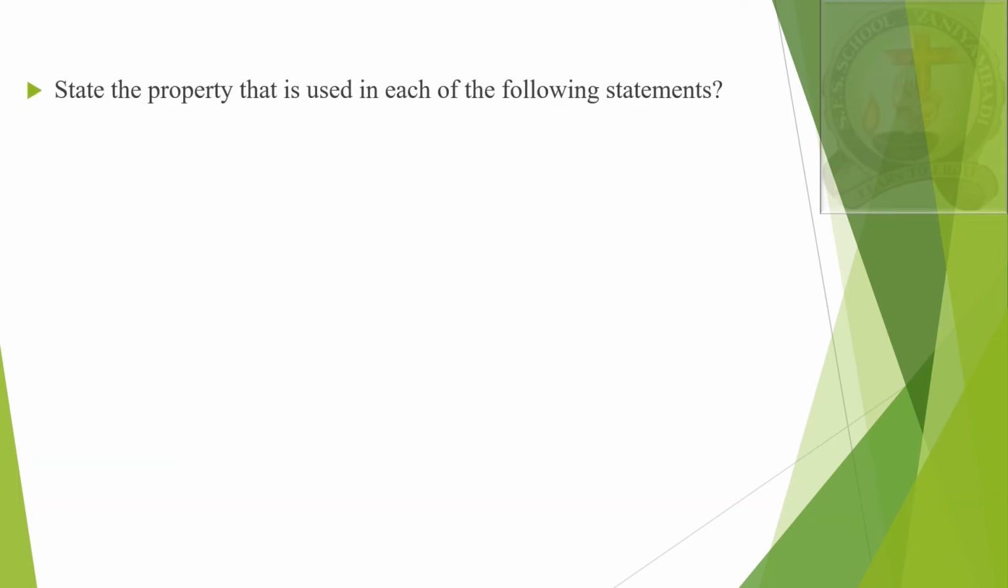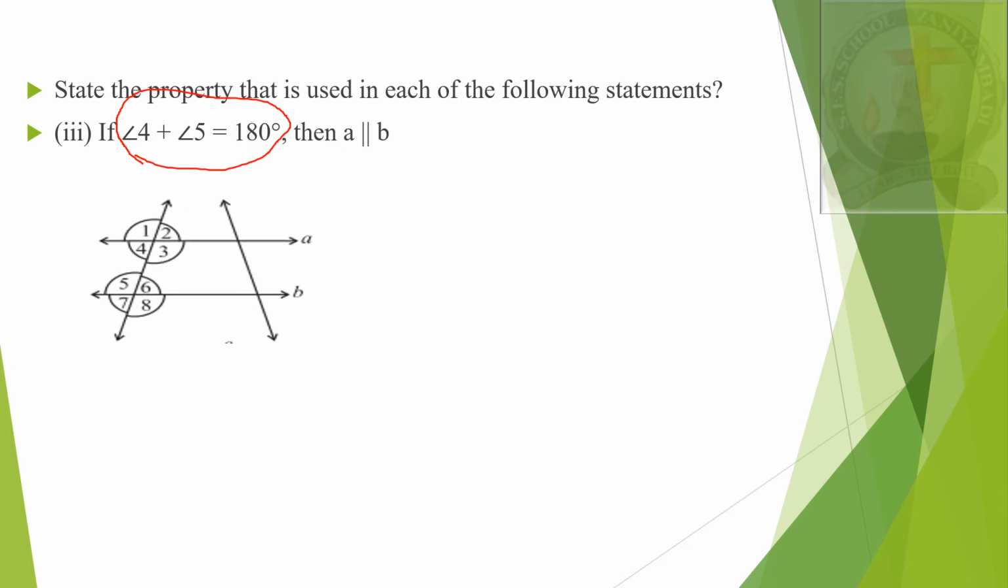Next question. State the property that is used in each of the following statements. Now the condition is: if angle 4 plus angle 5 is equal to 180 degrees, then A is parallel to B. Okay, what is given here? The condition 'if' means the condition given. If angle 4 plus angle 5 is equal to 180 degrees. If you see this question, you can see the diagram here.